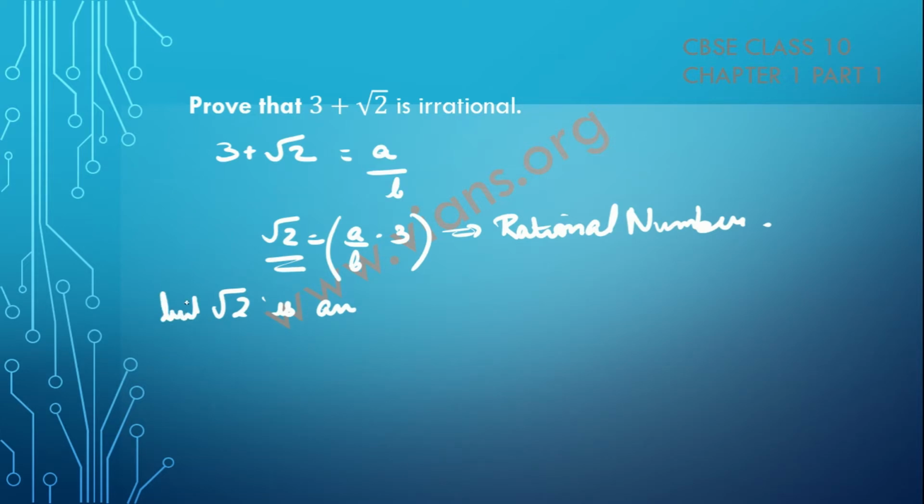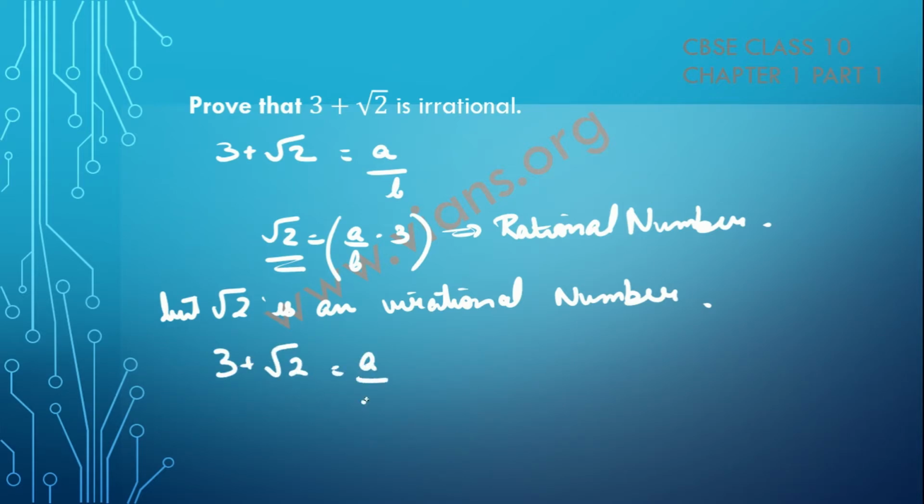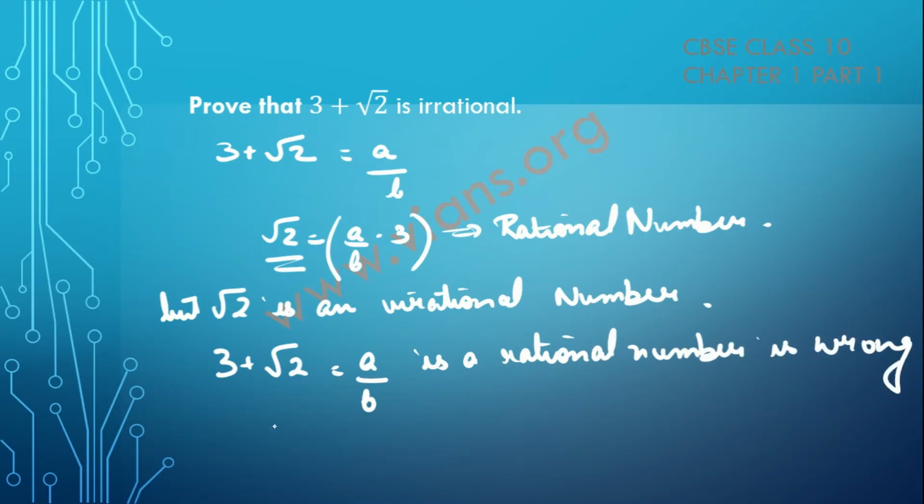Why does this contradiction arise? That's because our original assumption that 3 plus root 2 is equal to a by b, a rational number, is wrong. Actually, 3 plus root 2 is an irrational number.